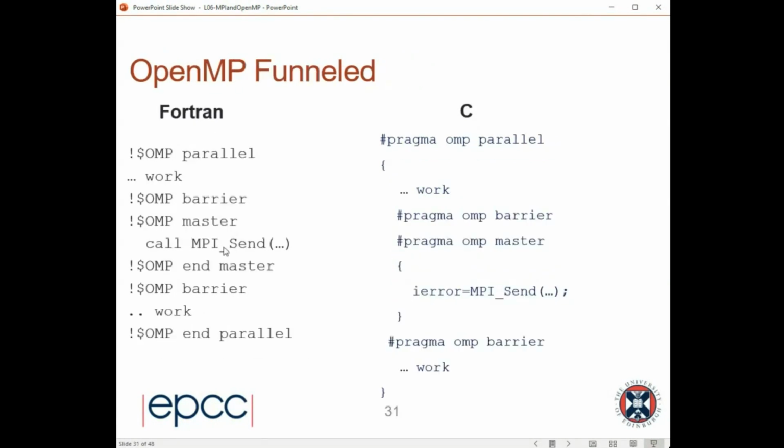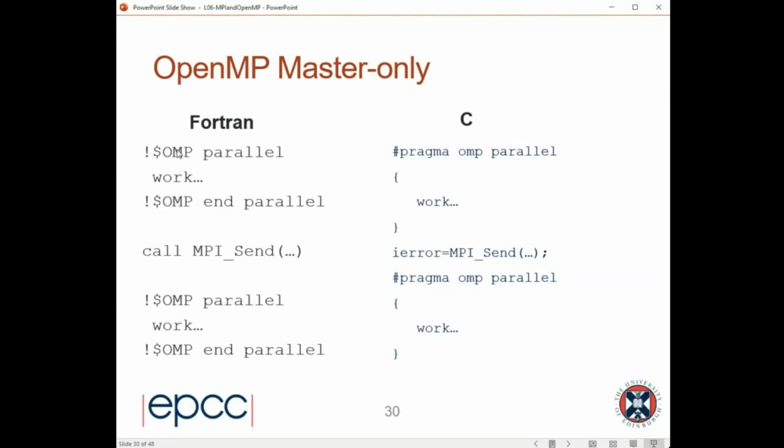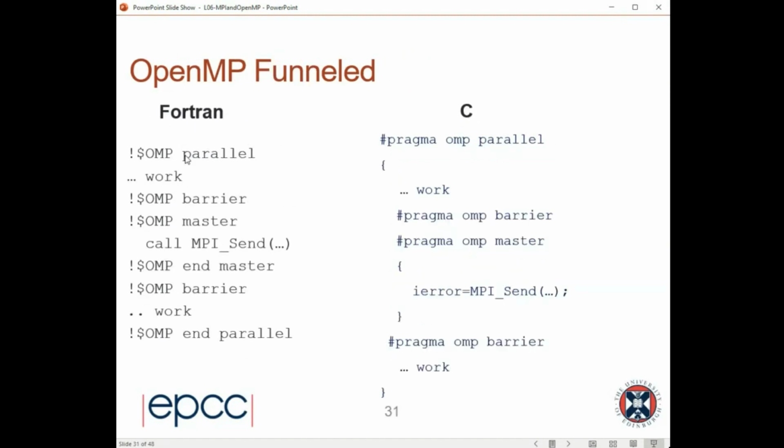OpenMP funneled is the same code, but basically, if you look here, we ended the parallel region before the send and started the parallel region again. So we had fork, join to a single thread, fork again. Funneled is where you have a parallel region which extends across the whole thing, so you have multiple threads calling this code here, but you have a #pragma omp master, which in OpenMP says only thread 0 calls this. Okay.